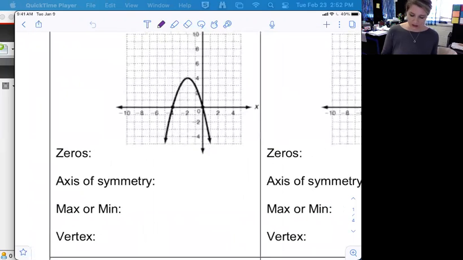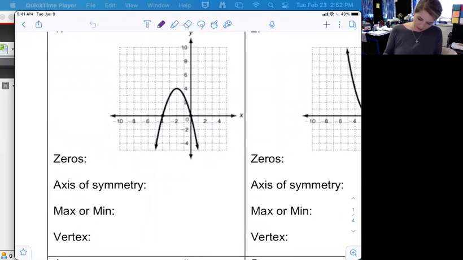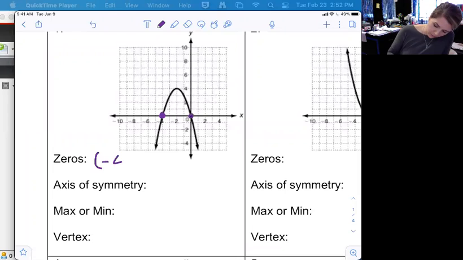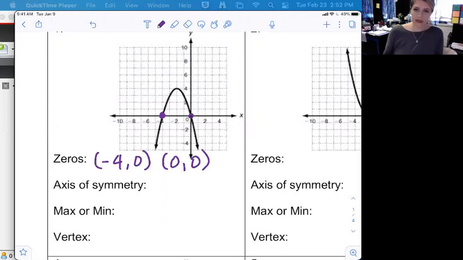You look over here and say, okay, what are my zeros? Well, my zeros are these guys right here. So let's write those out. We have (-4, 0) and we have (0, 0). Yay, there's my zeros. My axis of symmetry goes down the middle. It's always written as x equals, and then wherever on my x-axis it crosses, which is at -2.